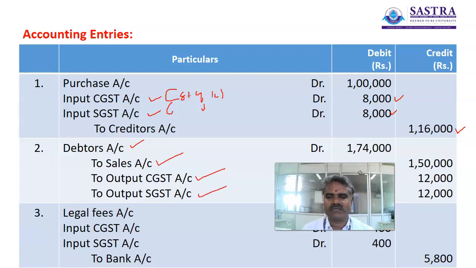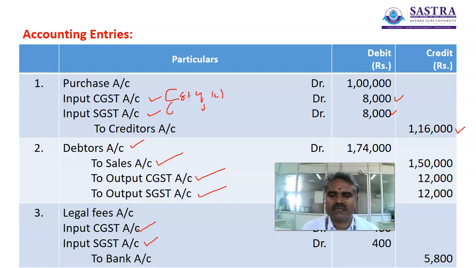He paid legal charges. So legal fees account debtor, input CGST, input GST, because he availed legal charges. So this is input tax, because he has not given legal service to others, he availed. So this is inward. Whatever may be the inward supplies, we have to pay tax. Whatever may be the outward supplies, we have to collect the tax.